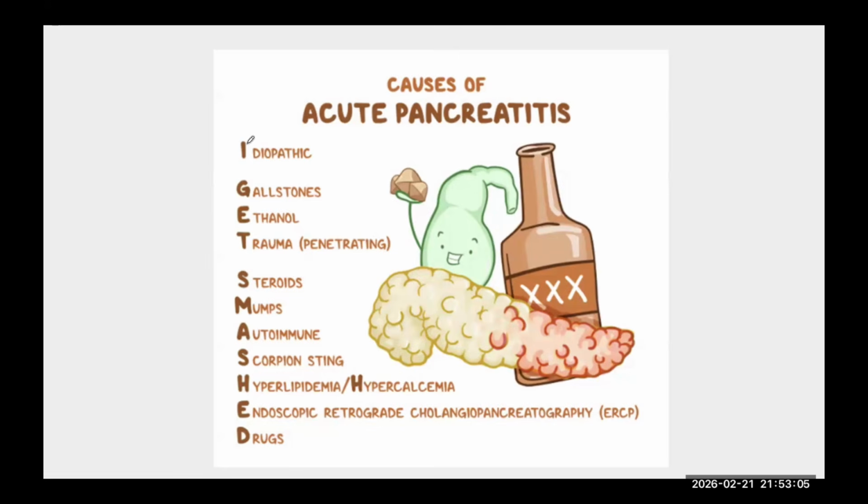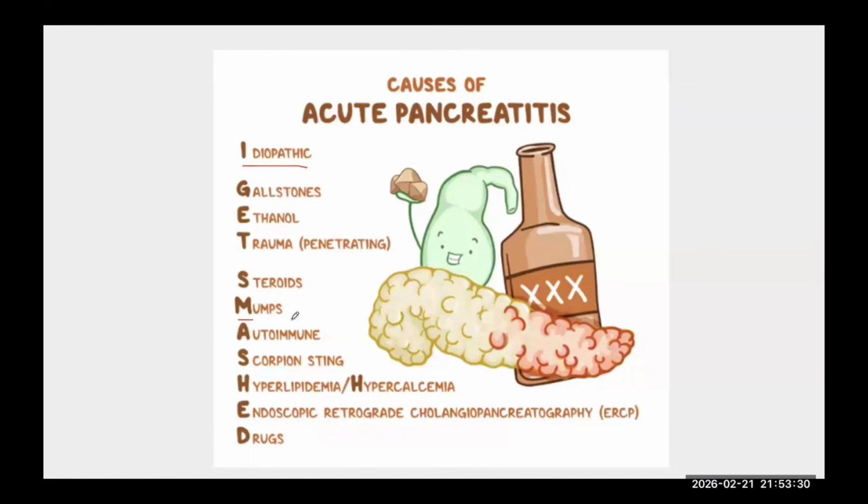Now, this mnemonic here, I GET SMASHED, is very important. It's going to keep visiting you again and again for the causes of acute pancreatitis. Sometimes you don't know why the person gets acute pancreatitis, and that's idiopathic. Gallstones, we discussed them. Ethanol, we discussed them. Trauma, penetrating trauma especially, can also cause acute pancreatitis because it can damage the acinar cells.